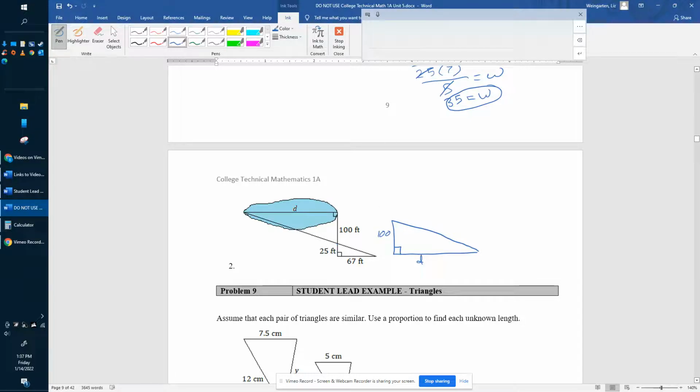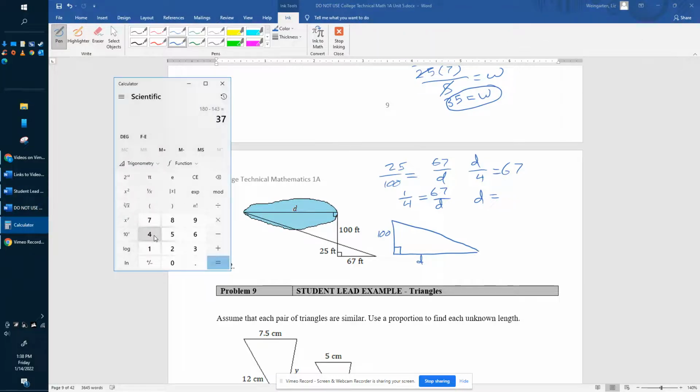Well, let's look at ratios again. The shorter length to the shorter length, so 25 to 100, is equal to the longer length to the longer length, 67 over D. Let's simplify this fraction first. This is 1/4 equals 67 over D. Let's multiply both sides by D. We get D over 4 equals 67. Multiply both sides by 4 and we get D equals 268.